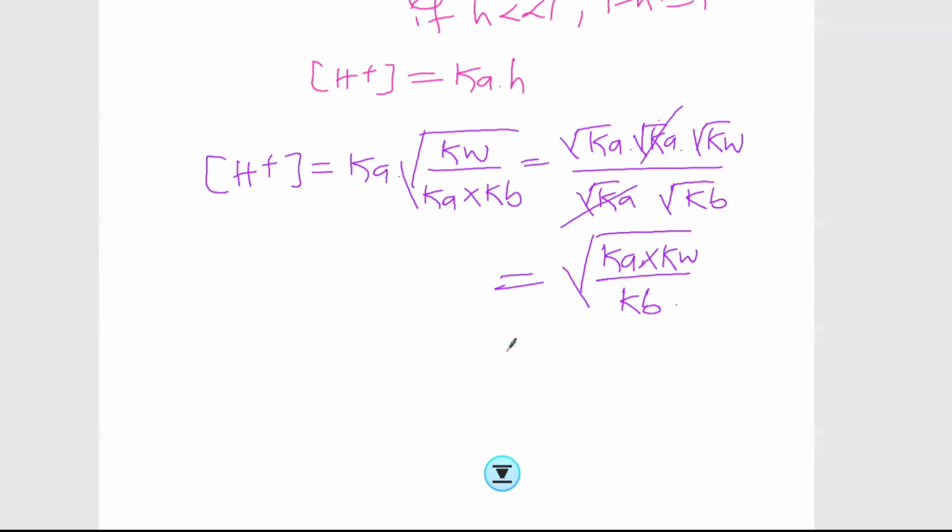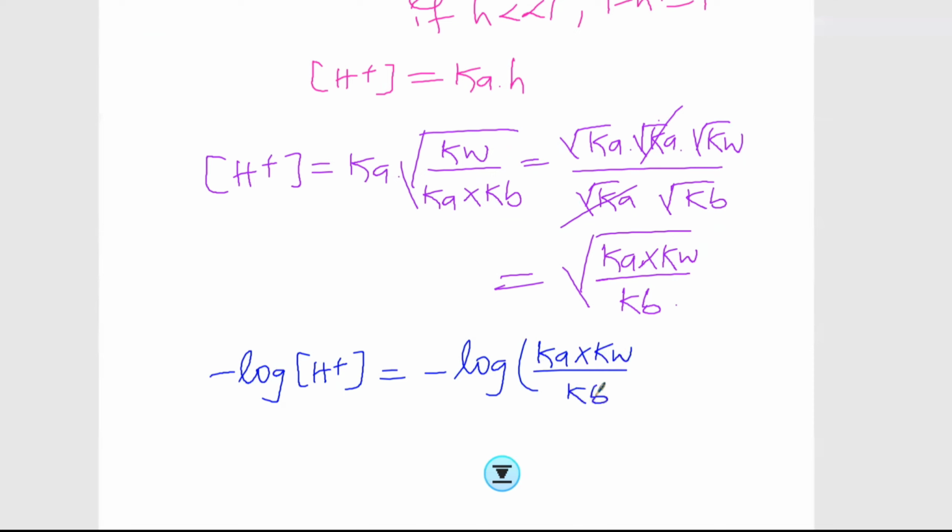So if I want to calculate pH, just apply minus log, then it becomes pH. So minus log of concentration of H plus will be equal to minus log of Ka into Kw by Kb, whole to the power of 1 by 2.